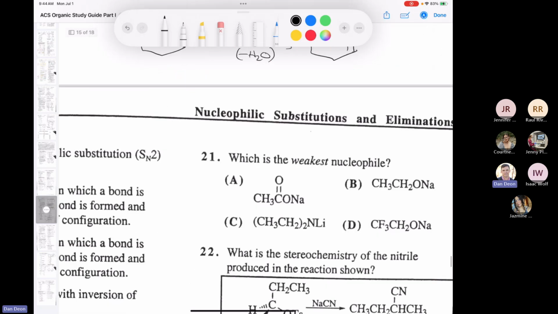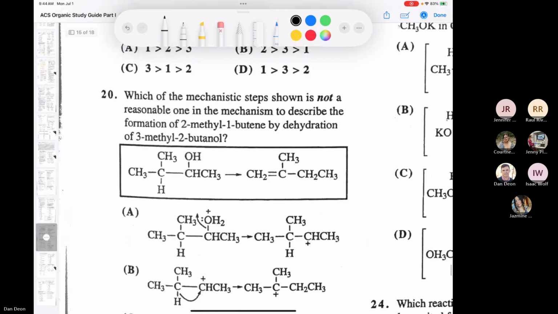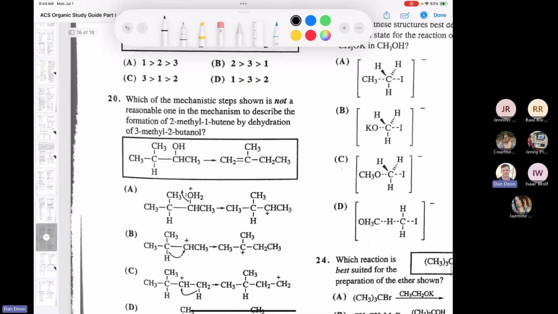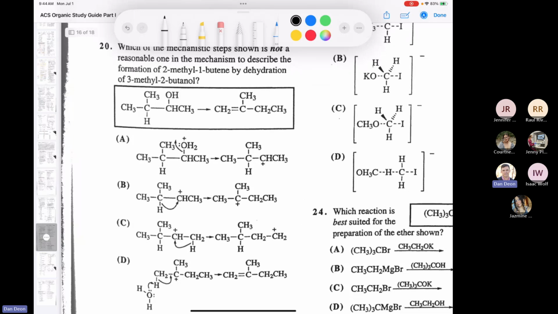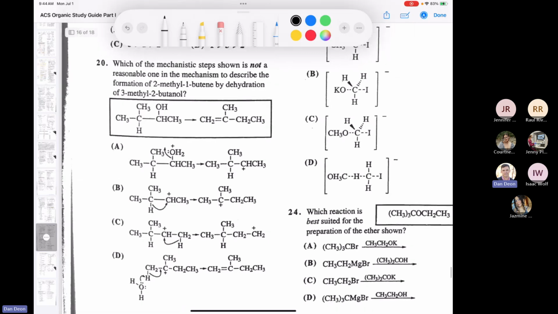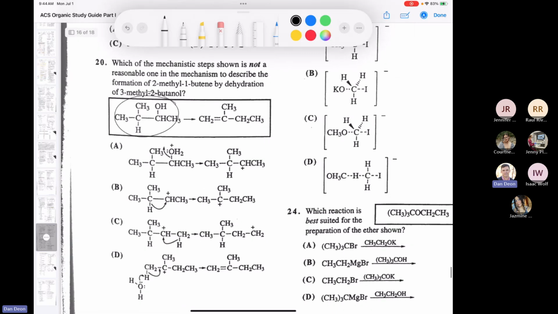Let's try number 20. Number 20 says, which of the mechanistic steps shown here is not a reasonable one in the mechanism to describe the formation of 2-methyl-1-butene from the dehydration of 3-methyl-2-butanol? Okay, so going from here to here, you can see that this is not going to be a major product, right? It's some kind of Hofmann alkene, but anyhow, we're still going to form that product.